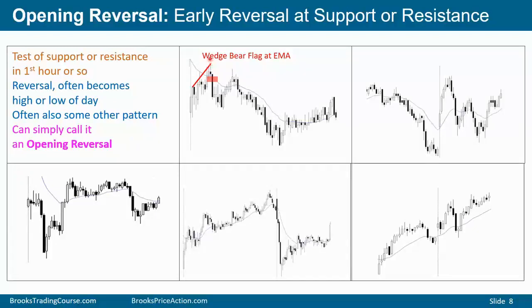Bears will sell and put a stop above the top of the wedge. This tested the stop but never hit it. We broke strongly above yesterday's high and stalled. We got a micro double top and a reversal down, an opening reversal down from the resistance at yesterday's high.